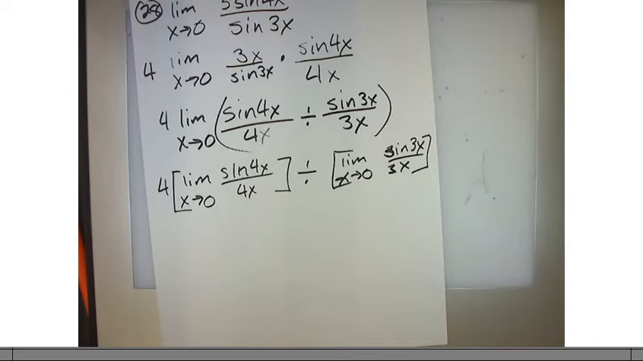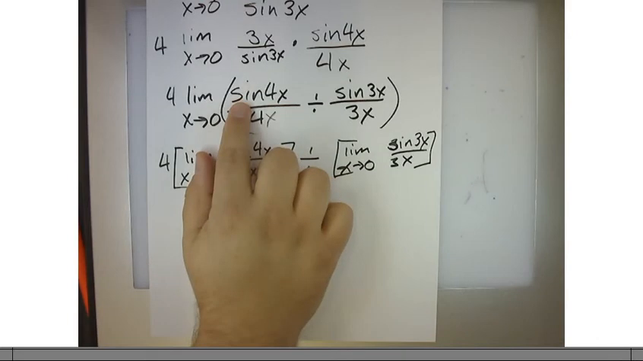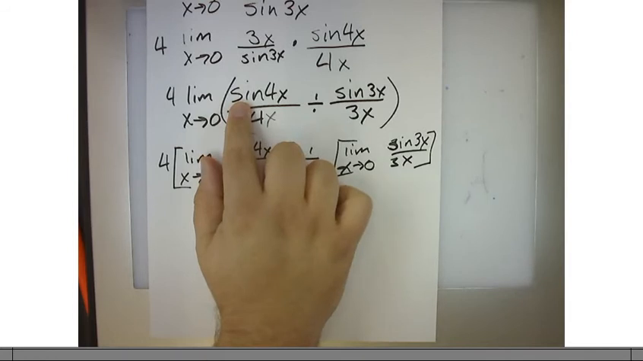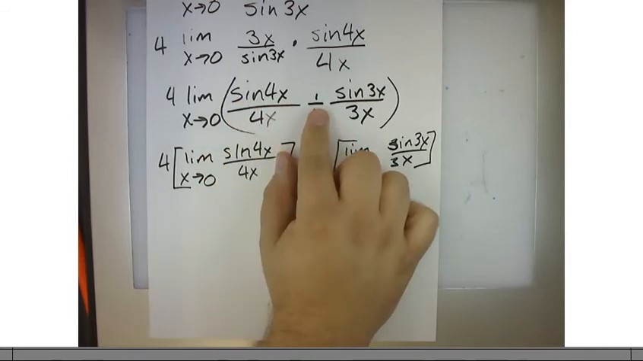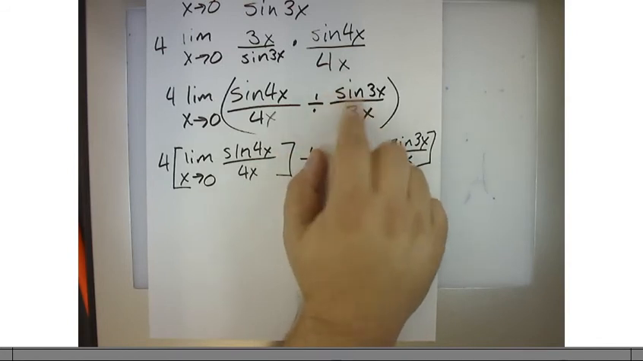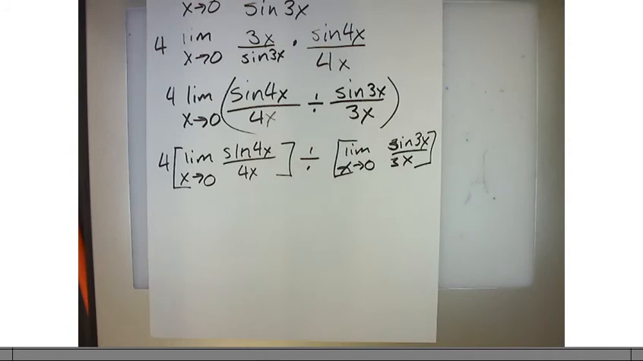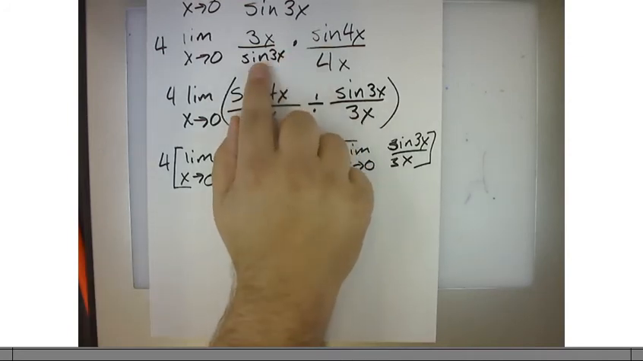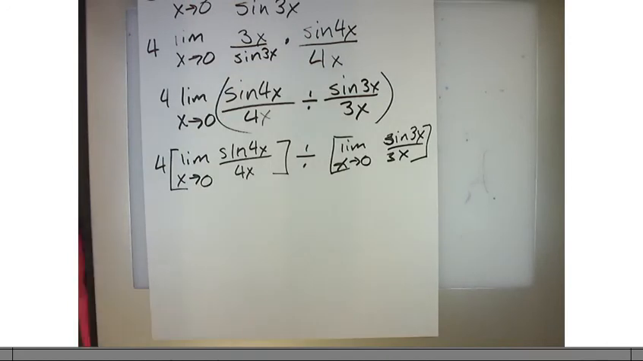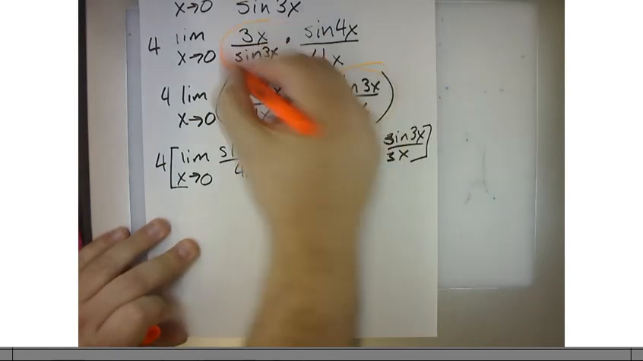Okay, think of it this way. You guys aren't used to thinking backwards. It's the opposite. So watch. Ready? Sine of 4x over 4x divided by sine of 3x over 3x. When I divide by a fraction, what do I really do? Multiply by the reciprocal. I multiply by the reciprocal. Do you see that?